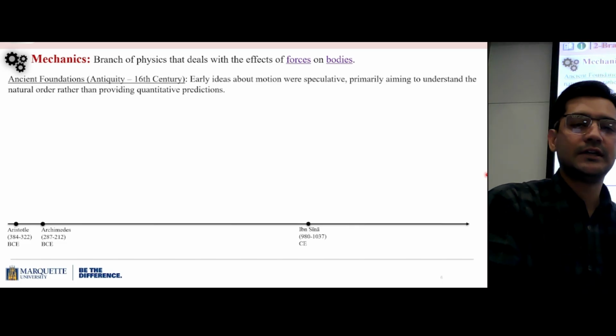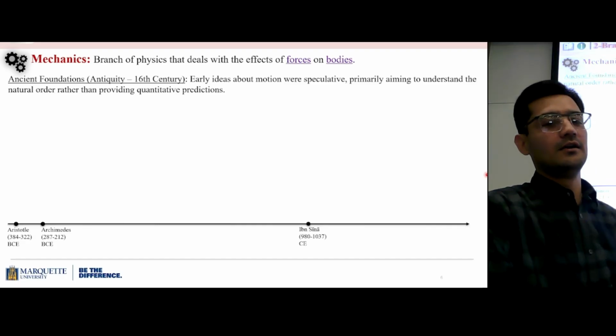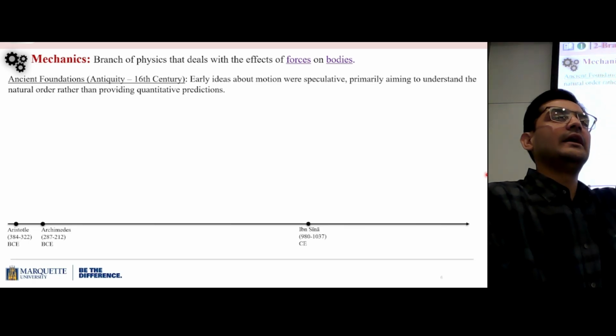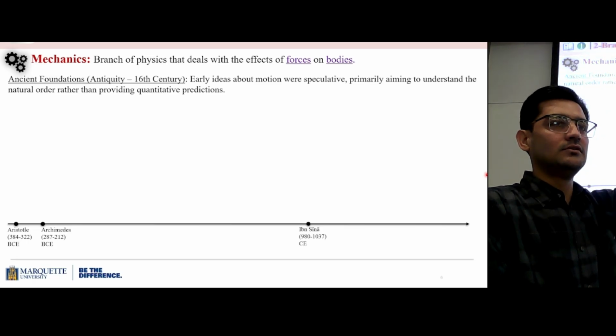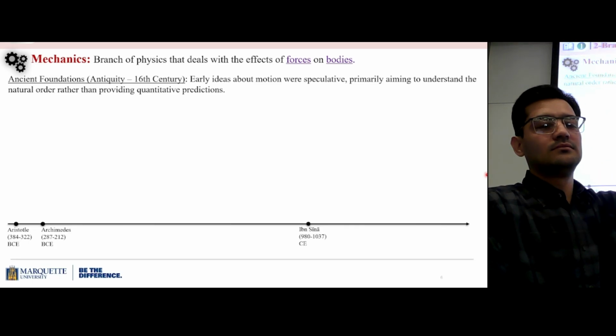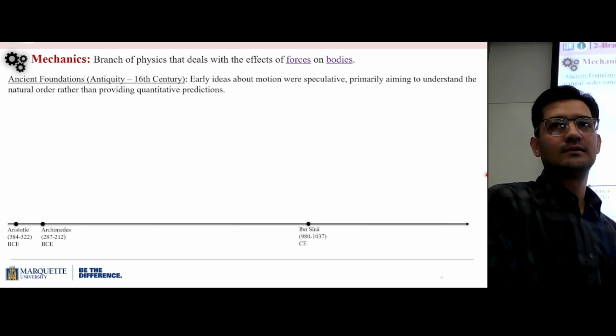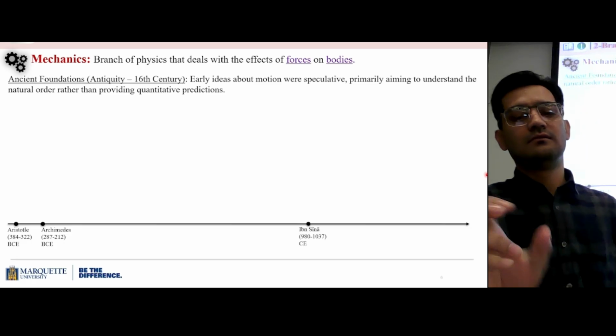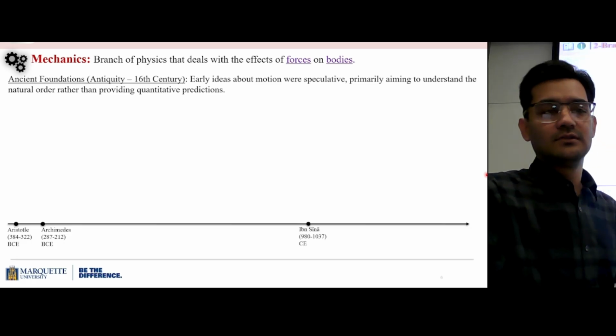In history, it all started very early, in ancient times. Mechanics has three eras: one is the ancient foundation, the second is classical physics, and then you have the newer version, like quantum mechanics and so on.